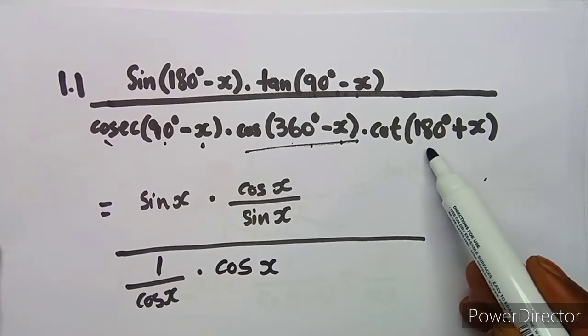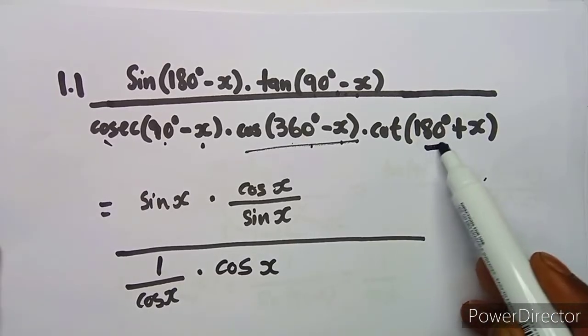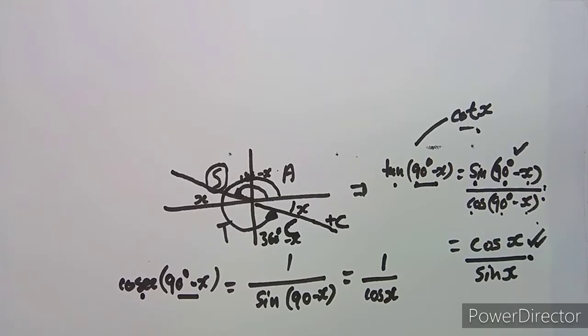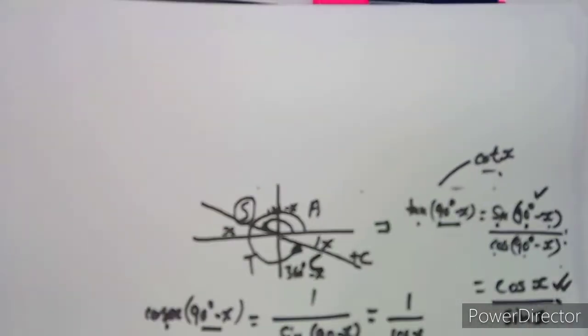All right, then we have cot 180 plus x. Take note, cot 180 plus x. Actually, cot is cos over sine. We know that cot.